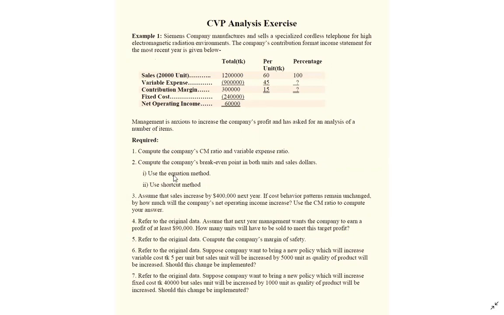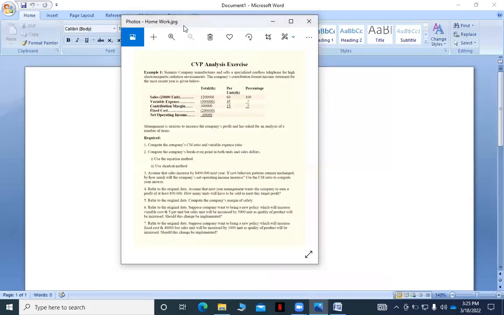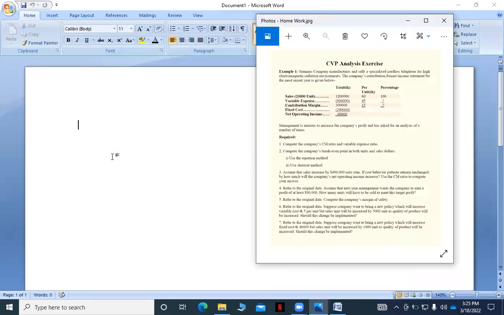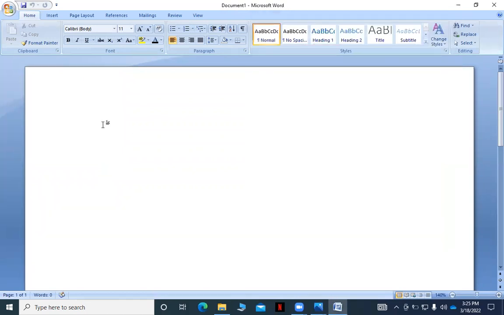Okay, so first one is compute the company's CM ratio and variable expense ratio. So one by one we'll deal, one by one we'll solve it. Okay, so let's start. First requirement is compute the company's CM ratio. Okay, so let's solve it. Requirement 1, and that is the company's CM ratio.